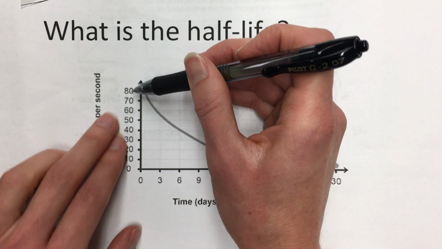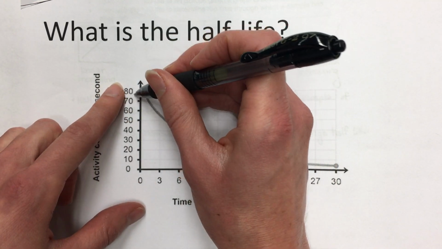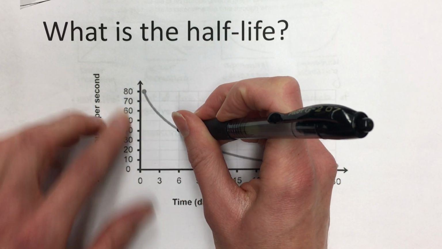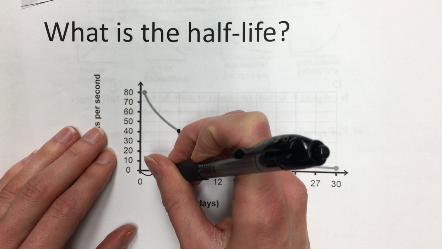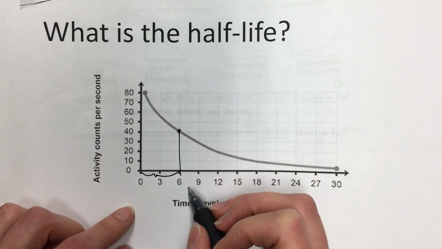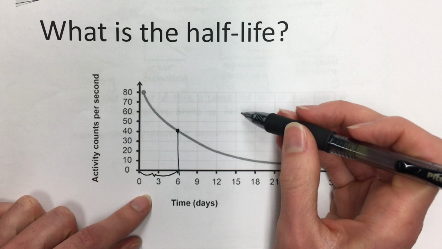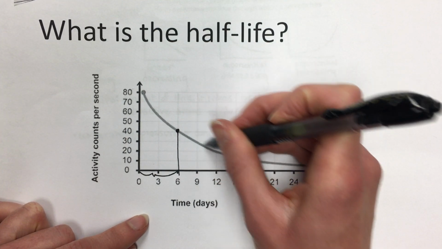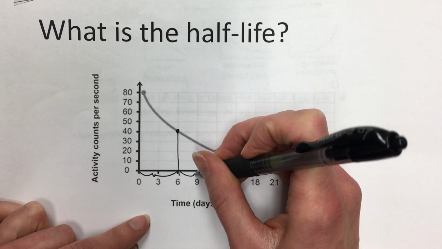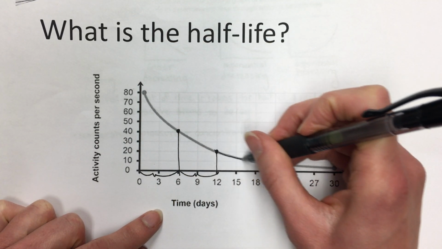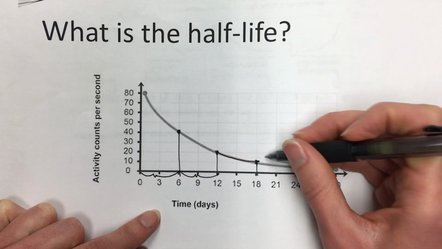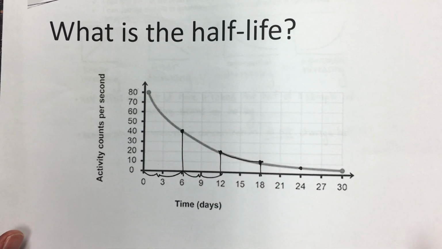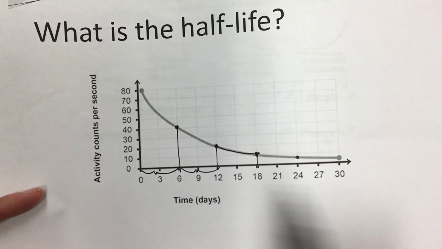The half-life is the time it takes for this to cut in half. So half of 80 is 40. 40 is right there. The half-life is the time it takes us to get from 80 to 40. So it's this time on the x-axis right here, which is 6 days. And what's nice is the half-life is the same all the way through. So the time to go from 40 to half of 40, which is 20, is also 6 days. And then 20 to 10 is also 6 days, and 10 to 5 is also 6 days. So you can see the half-life is 6 days all the way through. So you need to be able to look at a graph and figure out the half-life.